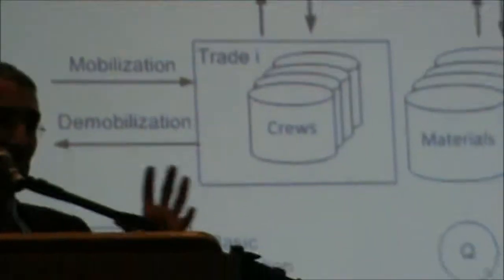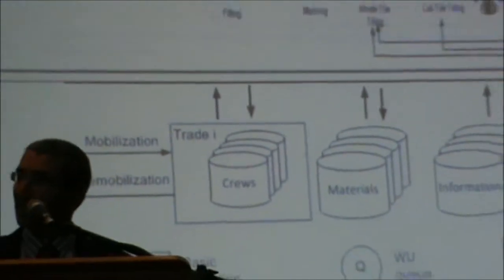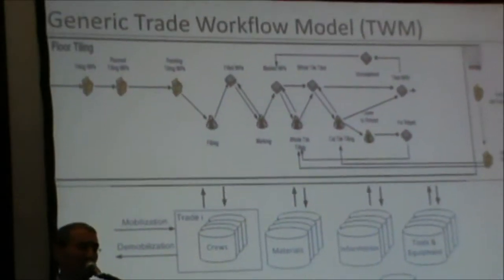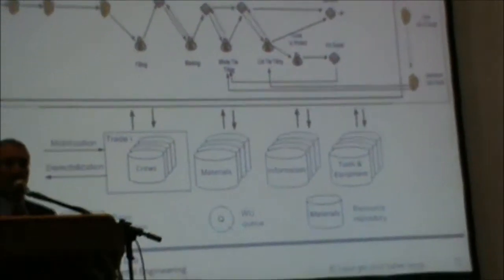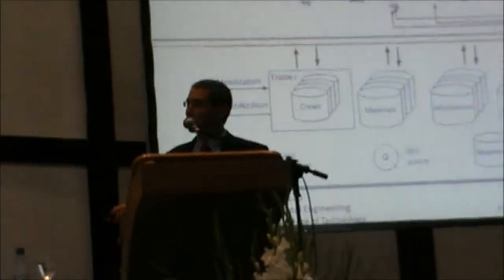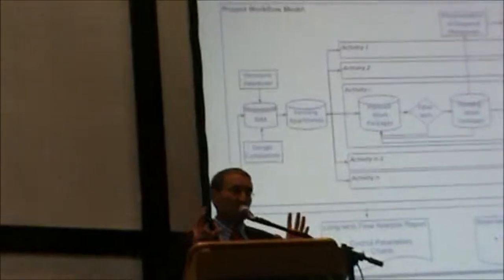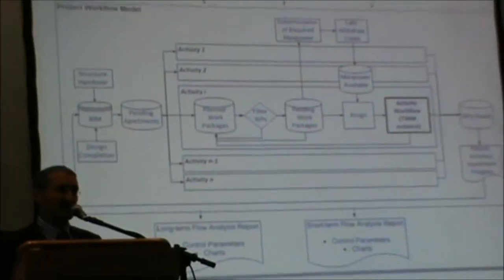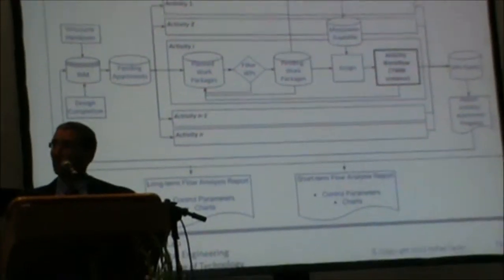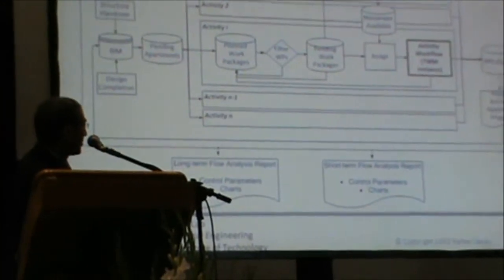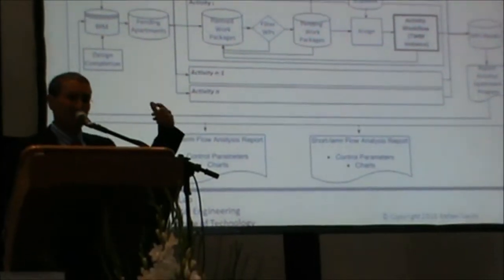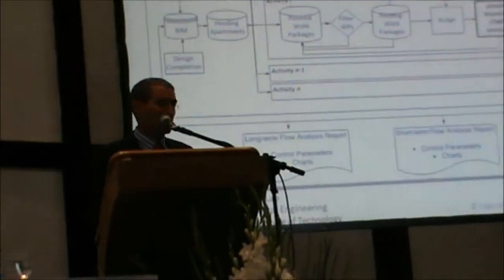So there is this generic model that when you come to a particular trade, you can fill it in with the detailed module of simulation. And in that way, you can simulate a lot of teams working in the same building under different conditions. The trade model for a single crew plugs into a project model. This activity workflow model instance is just one of those models I showed before.